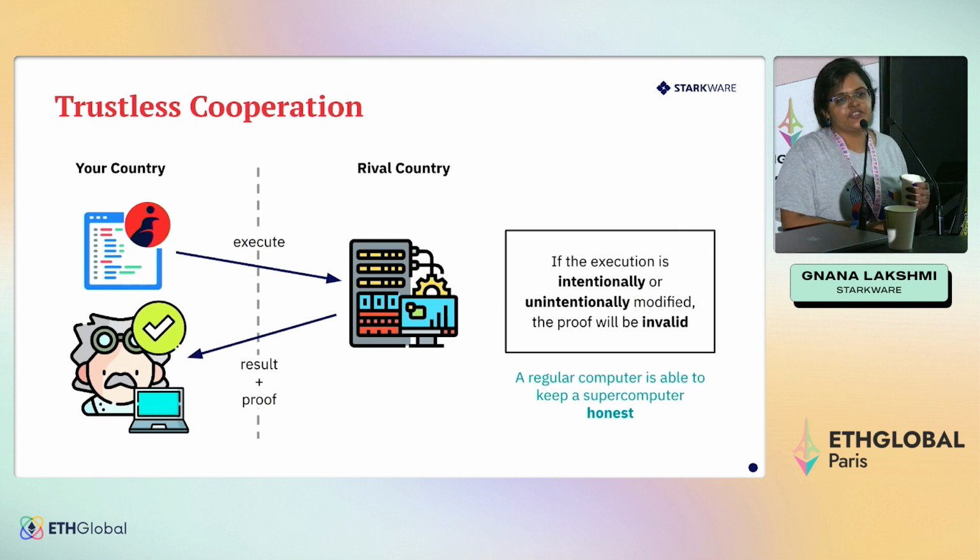And you might have heard of zero-knowledge proofs, you might have heard of provers and verifiers, which is what is used in zero-knowledge proofs. And this is exactly what the provers do. They generate a proof that a certain computation was done authentically. So in case the computation was tampered with, whether intentionally or unintentionally, the proof generated for that computation will be invalid. And this is how, in a zero-knowledge proof or in a validity proof scenario, a regular computer is able to keep a supercomputer honest. The crux of all of this is that in order to generate a proof, you need to learn a provable programming language, which is what Cairo is.